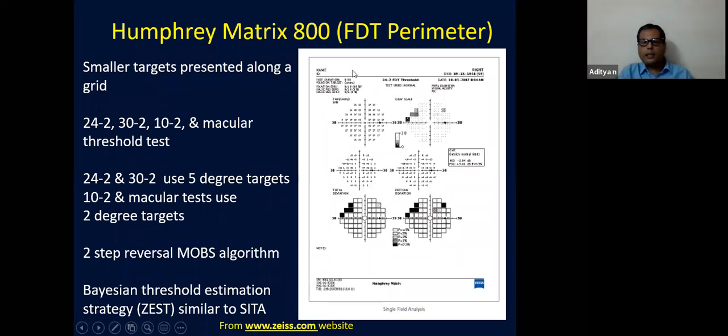The reliability indices and the test time are given here. The type of test being done is noted here. Then the raw data, or the threshold levels of each point, is given here. Then we get a grayscale here. Then the total deviation plot and the pattern deviation plot are given, and there is a glaucoma hemifield test also, and the mean deviation and the pattern standard deviation, the global indices, are given. So this is how the Humphrey Matrix FDT gives us a good result, and many studies are saying that it may be as good as standard automated perimetry as far as looking for glaucoma progression.